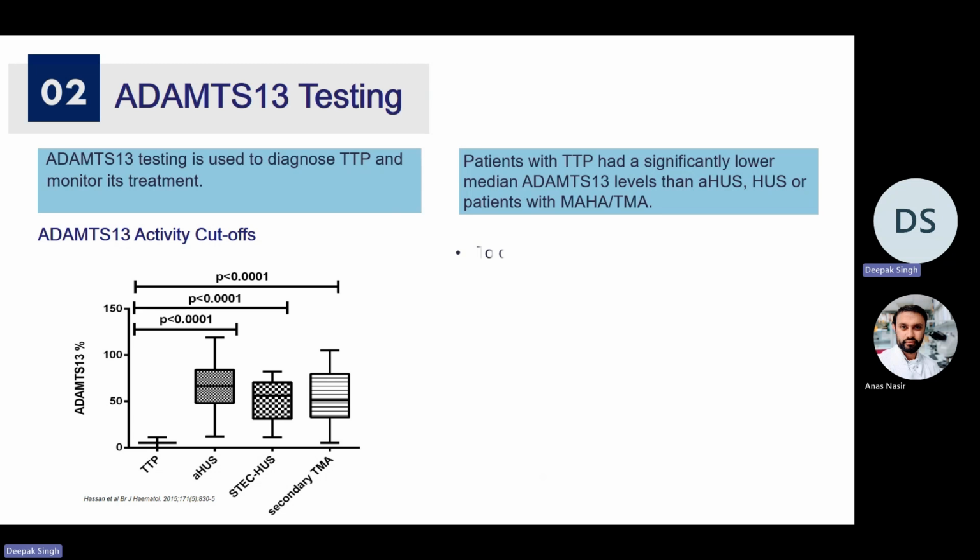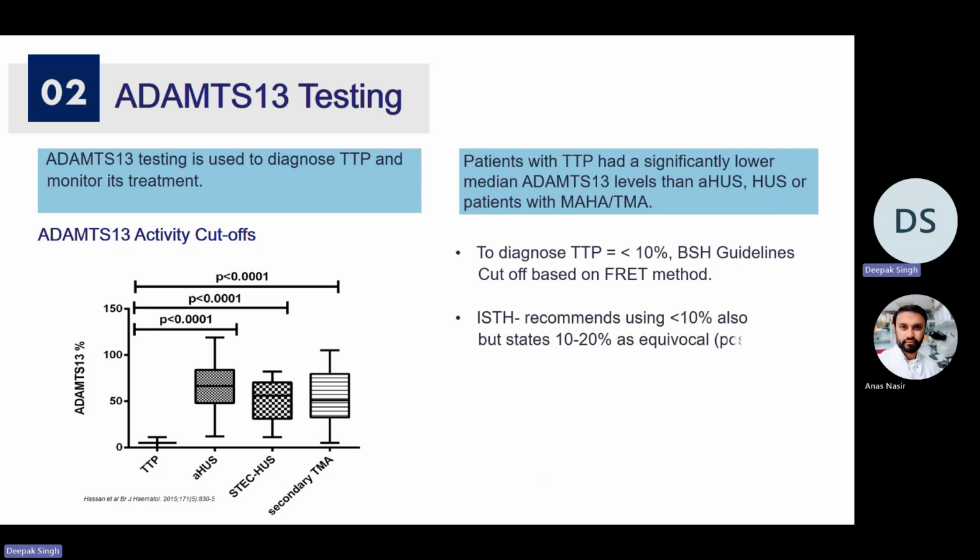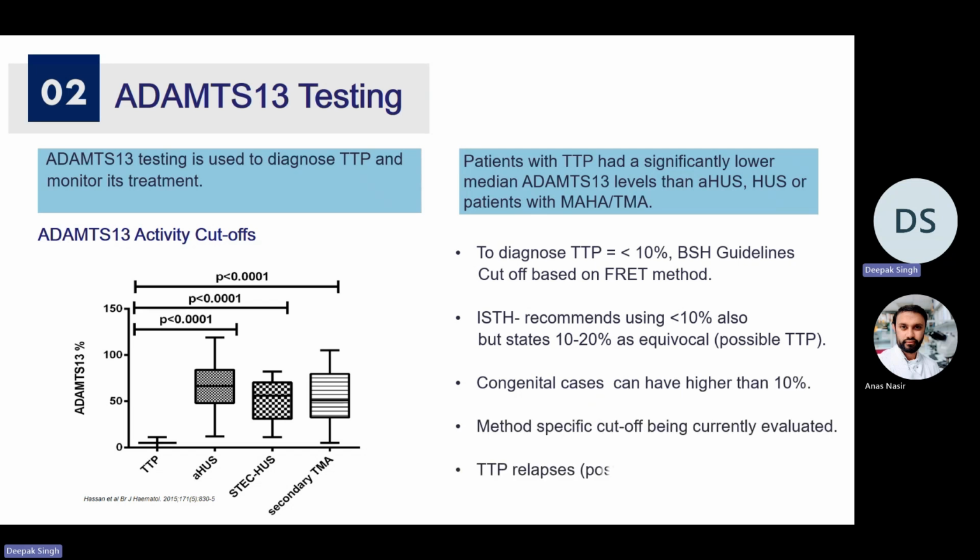Now, this level that we call significant is actually less than 10%. That's in the BCH guidelines. ISTH is also 10%, but they have a 10 to 20 equivocal area. Congenital cases can be higher, and method-specific cutoffs are currently being evaluated, and this will be quite interesting. TTP relapses post-acute phase are around the 15 to 20 mark. So in isolation, when you read about it, less than 10 sounds straightforward, but when you put all the literature out there together, it does get a little bit confusing. So we'll be looking at how to make this a little clearer to understand in clinical context.